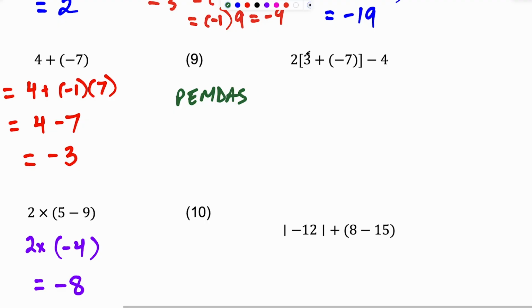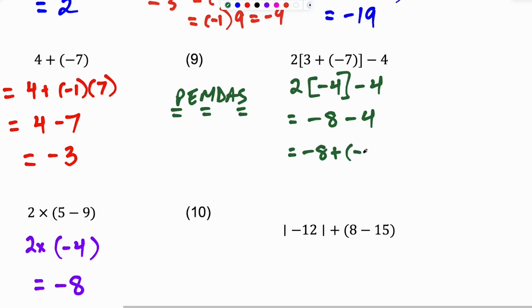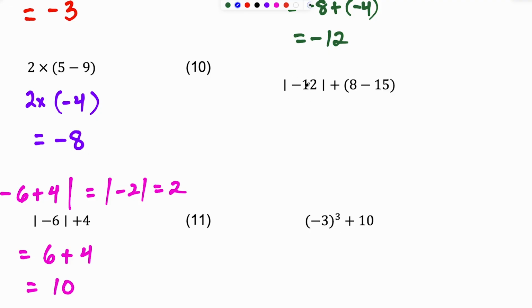So here we have inside the brackets, 3 plus negative 7. So that's what we're going to do first. We have 2 times, and 3 plus negative 7 is negative 4. And then we have minus 4 on the outside. So now 2 times negative 4 we're going to do next, because multiplication shows up before subtraction. 2 times negative 4 is negative 8. And then we have negative 8 minus 4. This is the same thing as negative 8 plus negative 4, which is equal to negative 12. Question 10, we have the absolute value of negative 12 plus parentheses 8 minus 15.